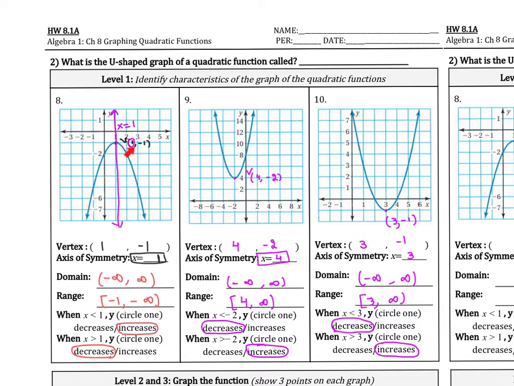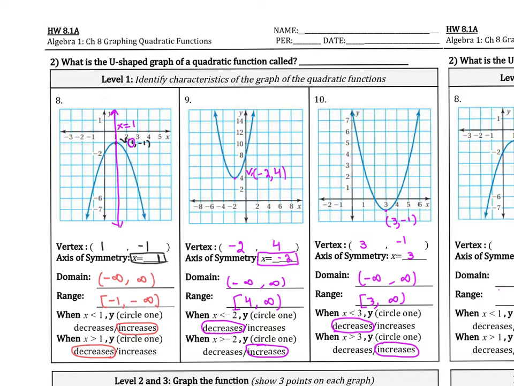From the left of 1, the graph increases. From the right side, the graph decreases. So from x less than 1, which is this side, the graph increases. X greater than 1, which is this side, the graph decreases.